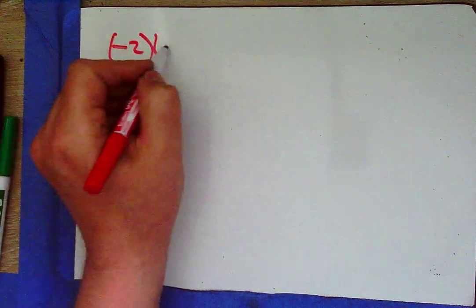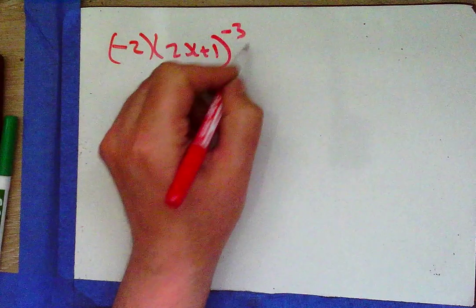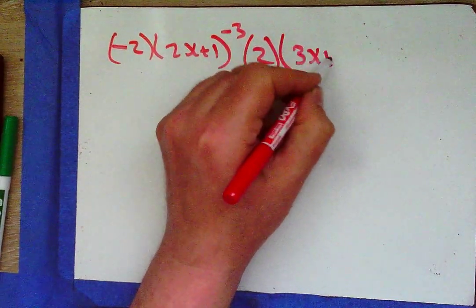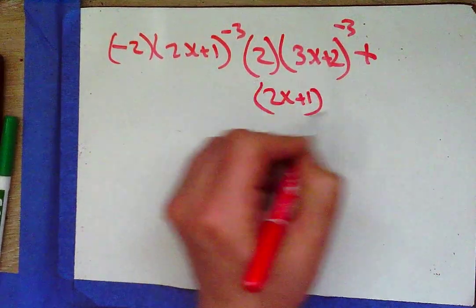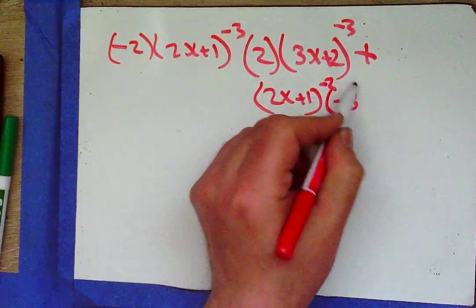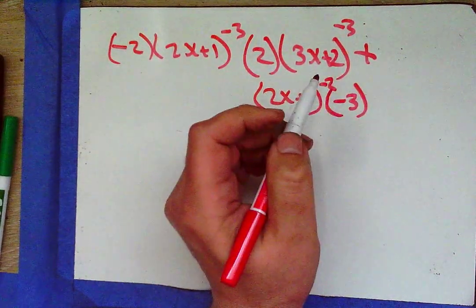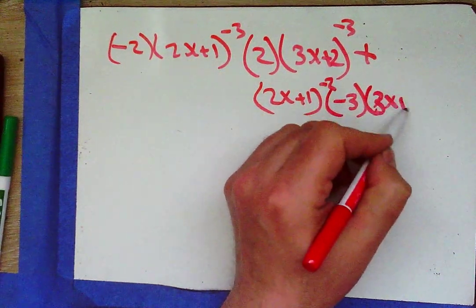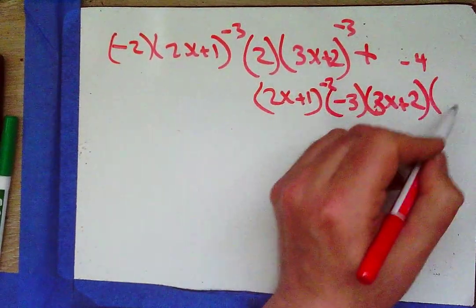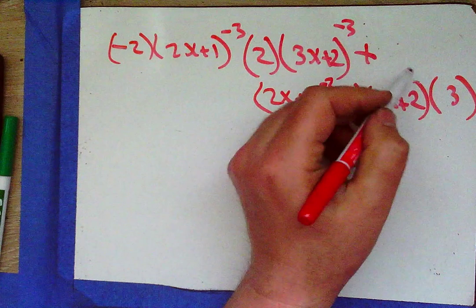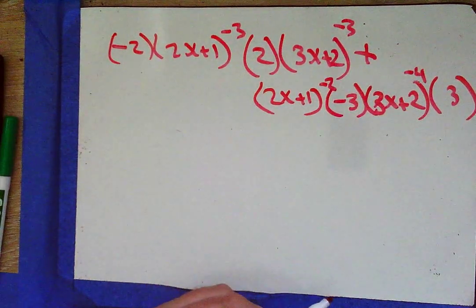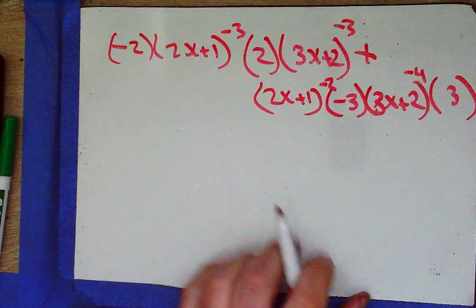Kind of lost. I think it's this. Negative 2, 2x plus 1 to the negative 3, 3x plus 2 to the negative 3, plus 2x plus 1 to the negative 2 times negative 3 times 3x plus 2 to the negative 4 times 3. Hot dog. That's not plus 4, that's minus 4 power. All right, pause the video. GCF factor away.